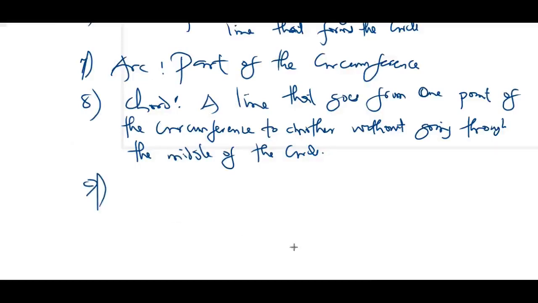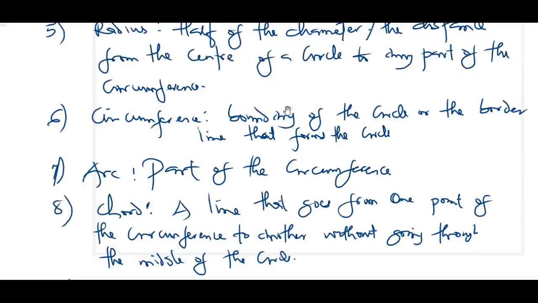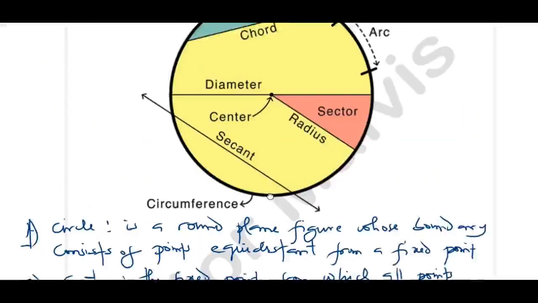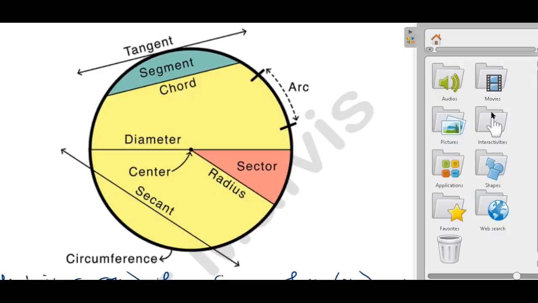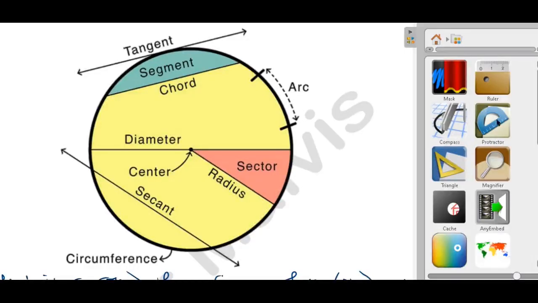So if a line goes from one point to another, that is, if a line is joining 2 points on the circumference, like this, it means that we are going to have areas bounded by that line. So the area bounded by a chord is known as a segment. So this is a segment, and this is also a segment.